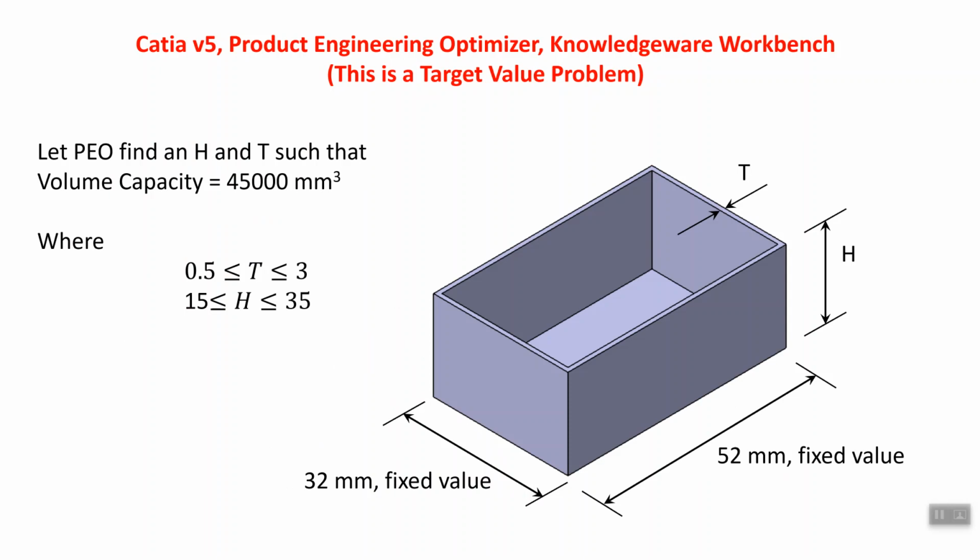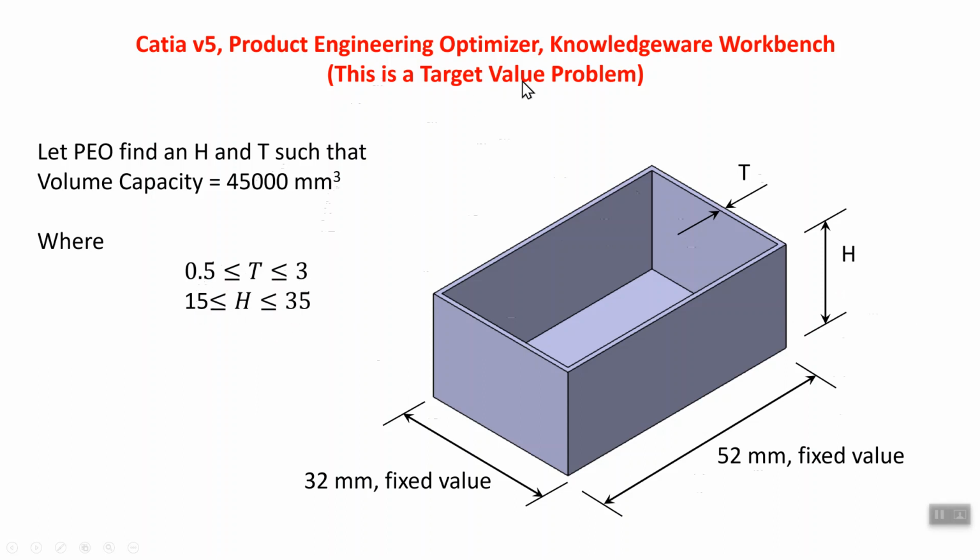So we have a box here. Some of the dimensions are fixed. The height is one of your design free parameters, and the thickness is the second free parameter. So we have two free parameters, T and H, and two fixed dimensions, which are given down below. Now we are trying to find H and T such that the enclosed volume is 45,000 cubic millimeters, and the ranges of the thickness and the height of the box are between 0.5 and 3 millimeters, and 15 and 35 millimeters.